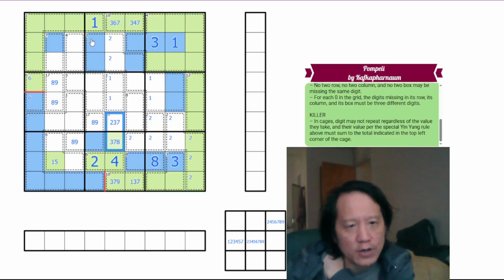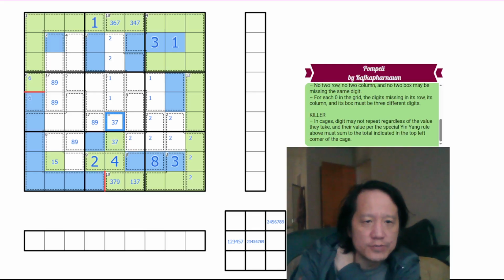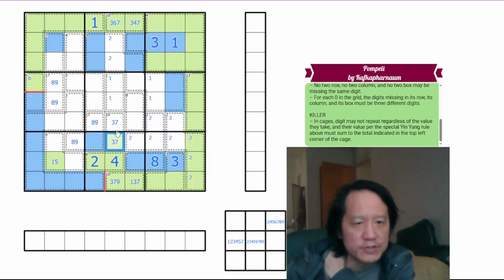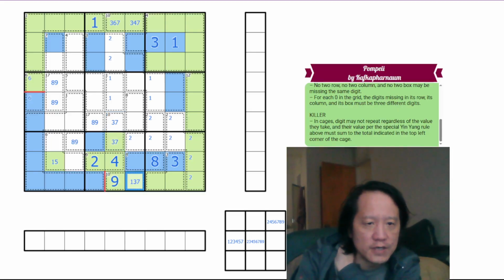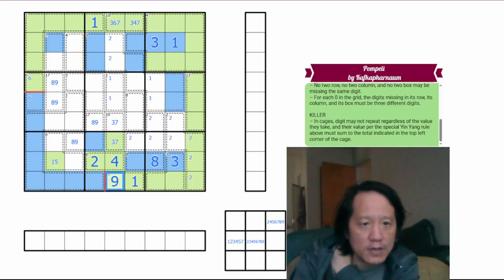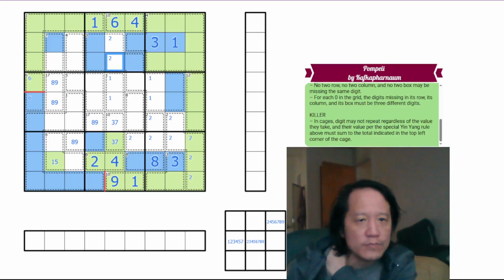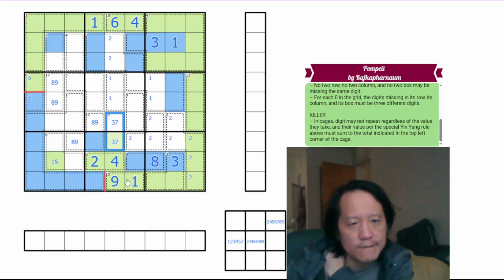I was hoping it... Oh, this is 2 guaranteed, so this can't be 2. Therefore, this becomes a 3-7 pair, which eliminates 3 and 7 in the rest of the column. So this can't be 3 or 7. This is 9, which makes that 1. This can't be 3 or 7. This is 6, which makes this 4.